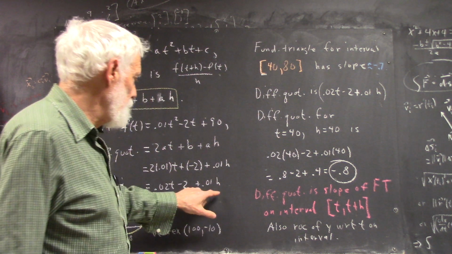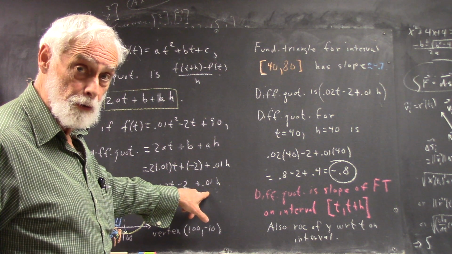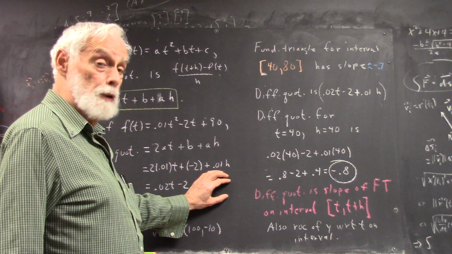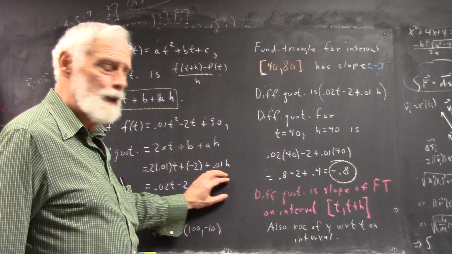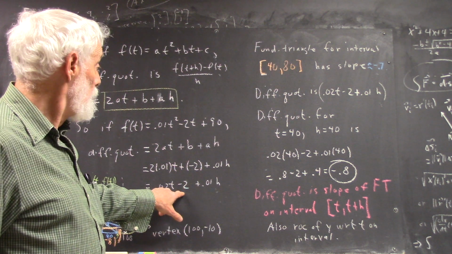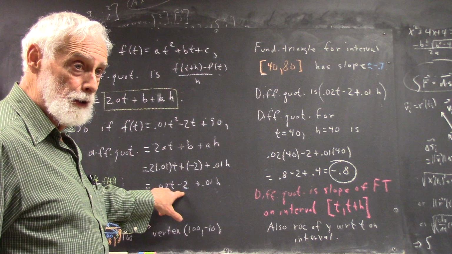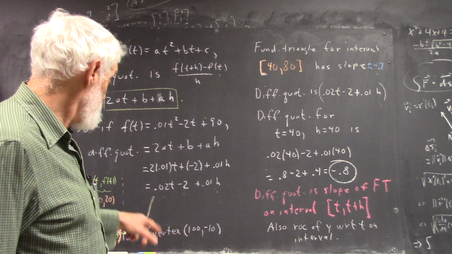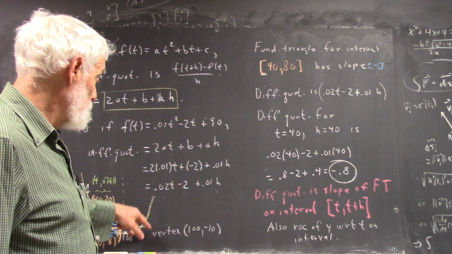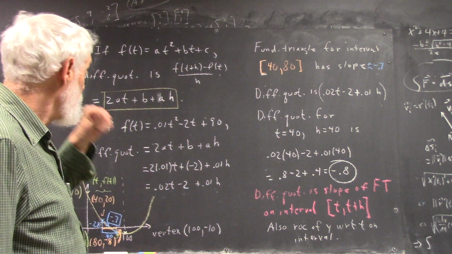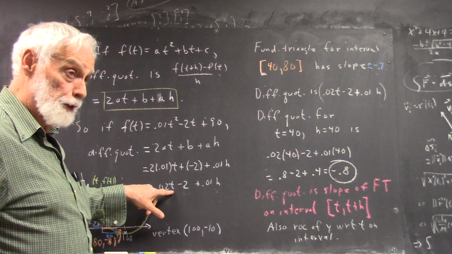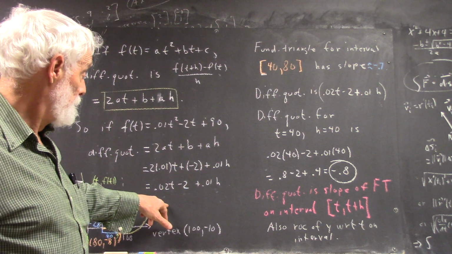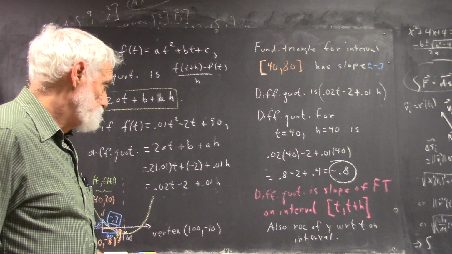The expression you get when you let h approach 0, the limiting value of this as h approaches 0, is just 0.02t minus 2. This is a formula for the instantaneous slope of this parabola at the point corresponding to t-coordinate t. It's the slope of the tangent line at that point. That's a great big deal. It's a huge deal.